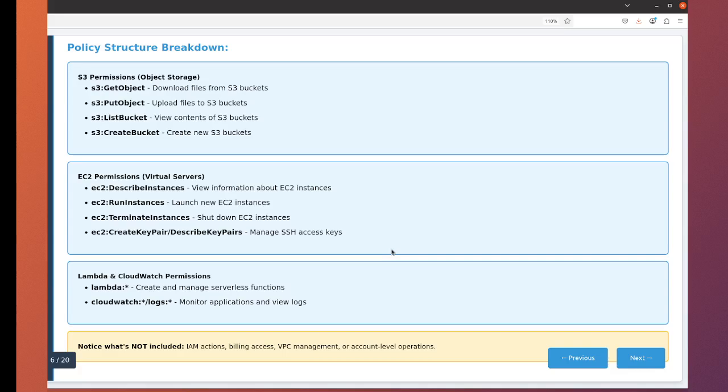For S3, we are allowing bucket listing and object operations, but note that we are not allowing bucket deletion or policy changes. For EC2, we allow instance management and key pair operations, but not VPC modifications or security group changes that could affect network security. The Lambda permissions allow function creation and management, which is essential for serverless development. CloudWatch access enables monitoring and debugging, which developers need for troubleshooting. What is not included is equally important. No IAM changes, no billing access, no VPC modifications, and no account-level operations.